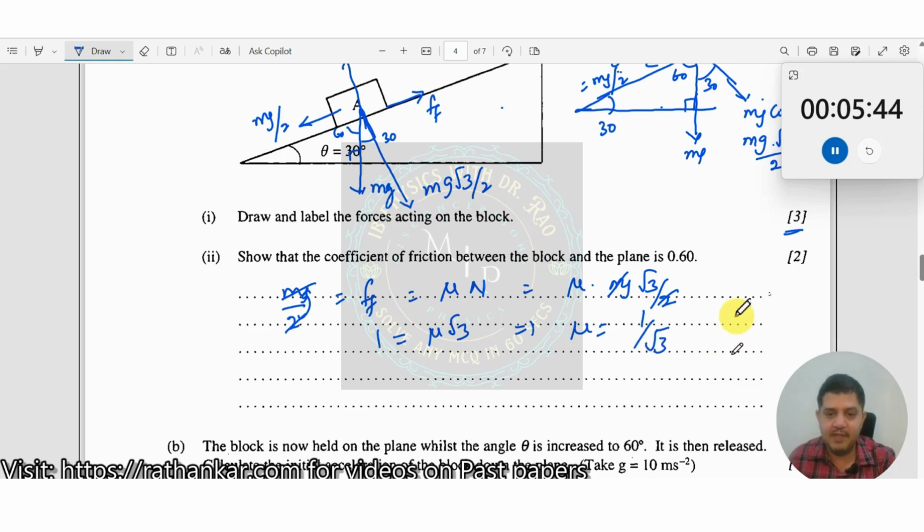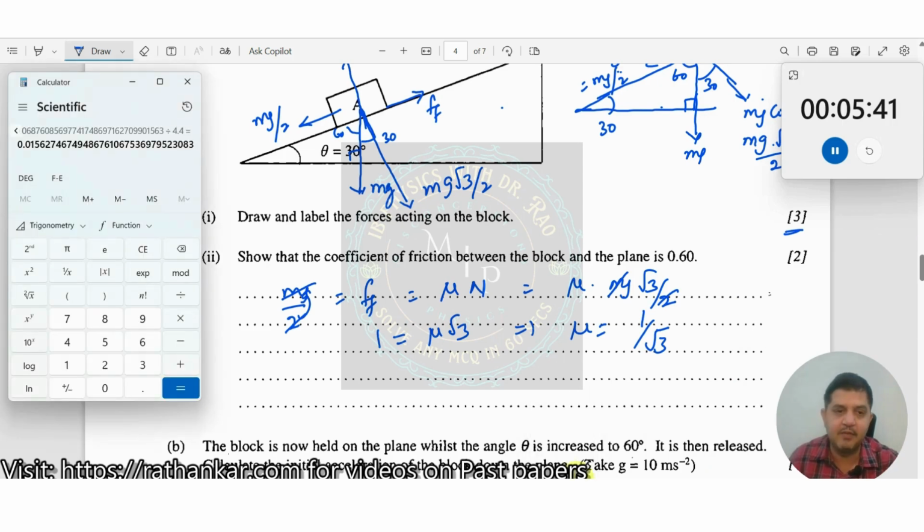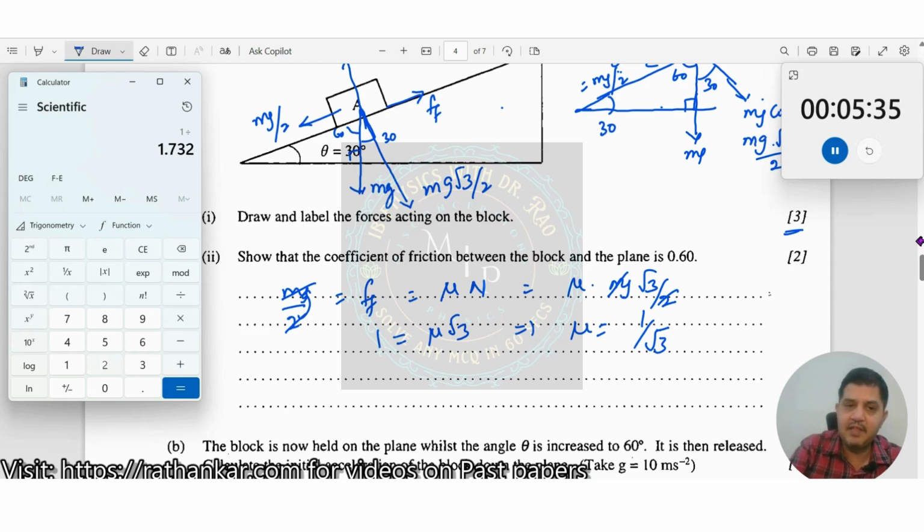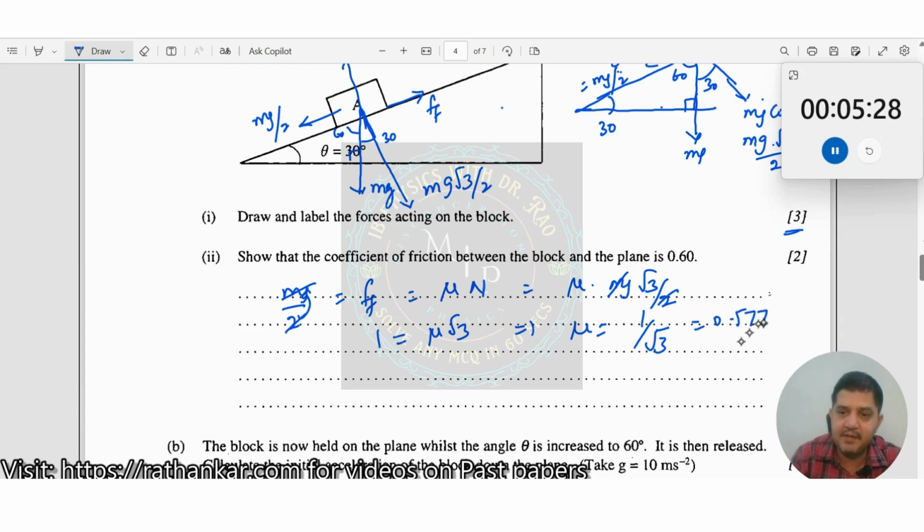Let us find out the value of 1 by root 3 using a calculator. So 1 divided by root 3 is 1.732. If I substitute this value, I get the answer as 0.577, which is closer to 0.6, because 60 is two significant figures. I can write it like this.